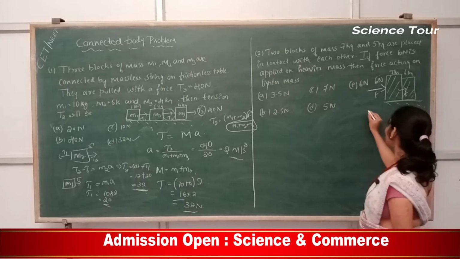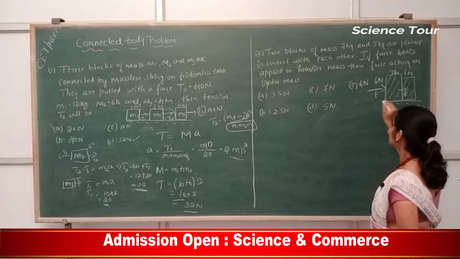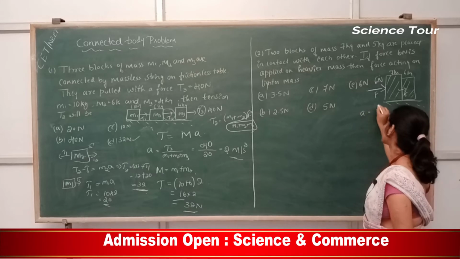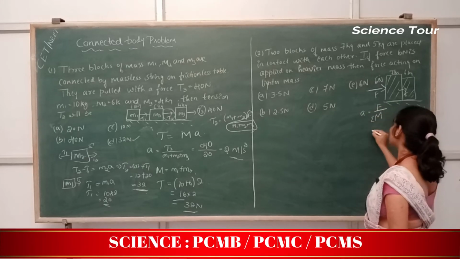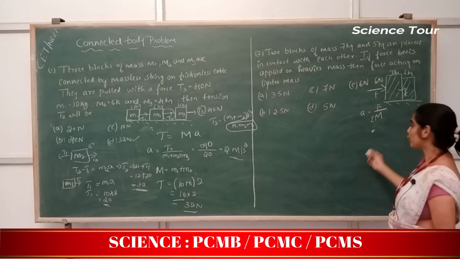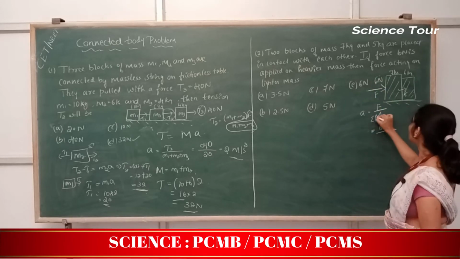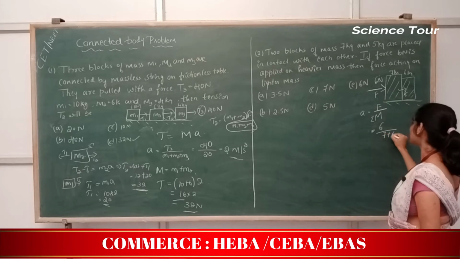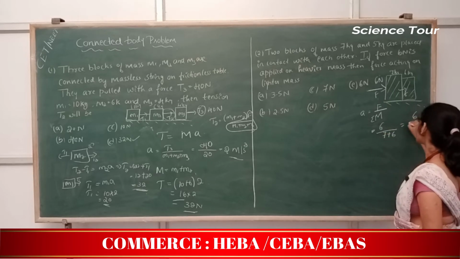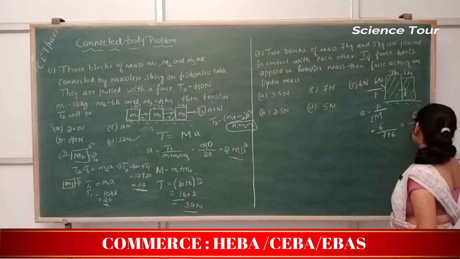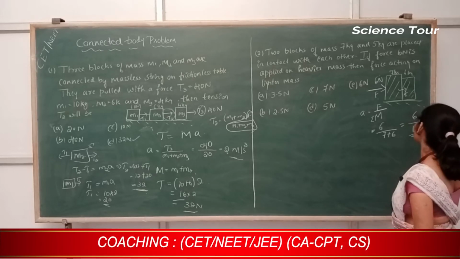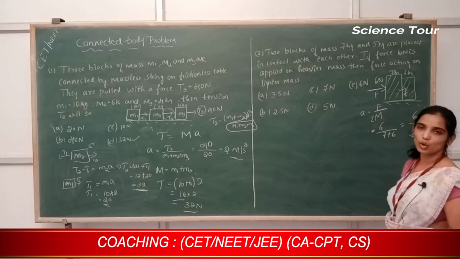So you know that. What is the acceleration of this system? Acceleration is equal to force divided by total mass. What is the force applied on this whole system? 6 Newton, and the total mass is 7 kg plus 6 kg. So 6 divided by 7 plus 6, which is 13. So 6 by 13 meter per second square is the acceleration of this whole system.